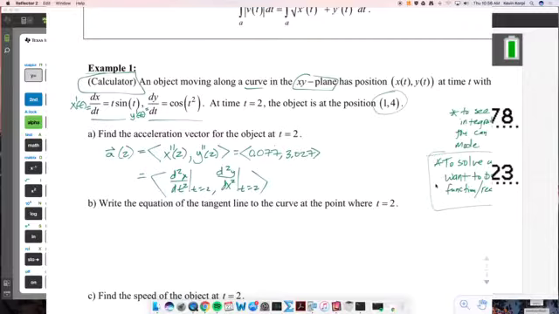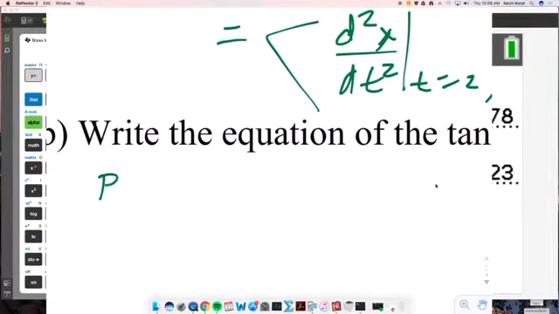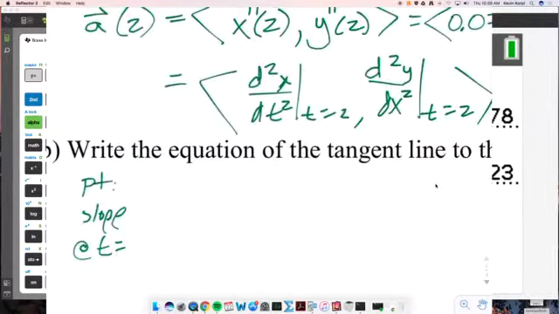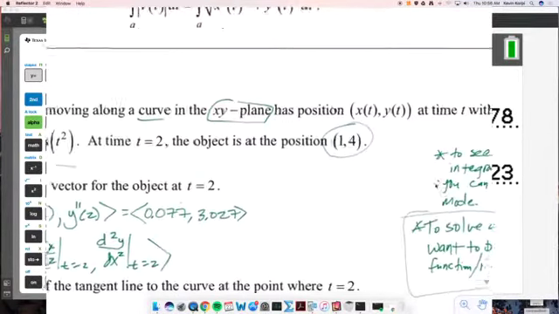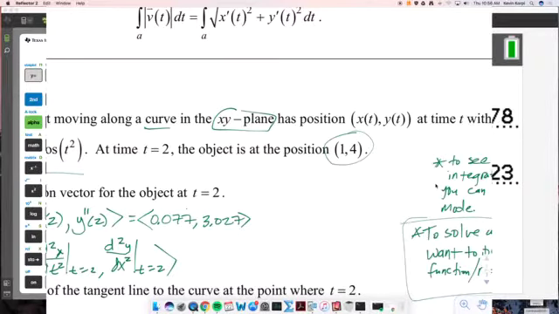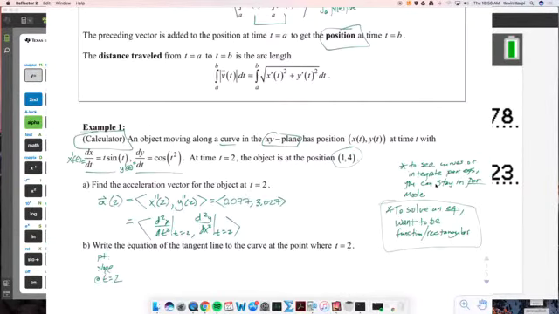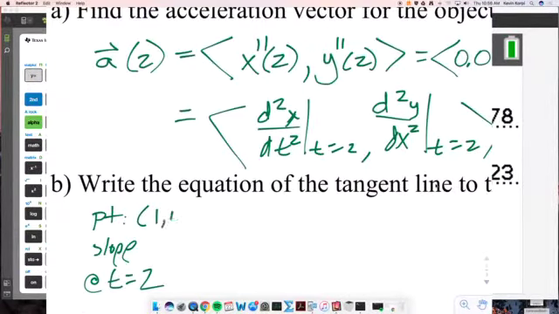All right, letter B. Write an equation for the tangent line when t equals 2. So this is kind of review of 7.1. What do we need? We need a point and a slope. This is at t equals 2. First of all, what is the point when t equals 2? 1, 4. They didn't give us the equation, but they gave us the point, so the point is 1, 4.